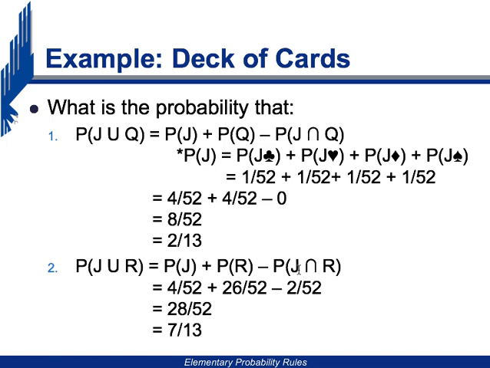And then finally, we subtract the intersection of the two events. So among all the 52 cards, there are only 2 outcomes that are both jack and red. That's Jack of hearts and Jack of diamonds, making the probability of this intersection 2 over 52. So performing this operation, we will get the final answer of 7 over 13.